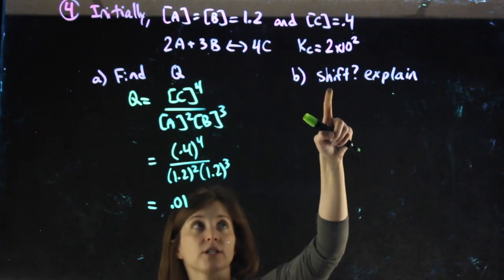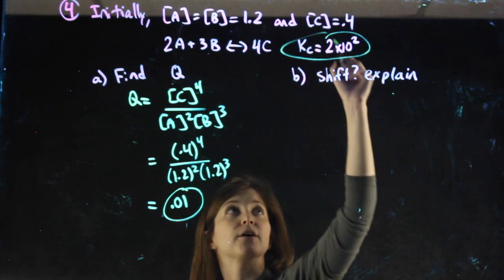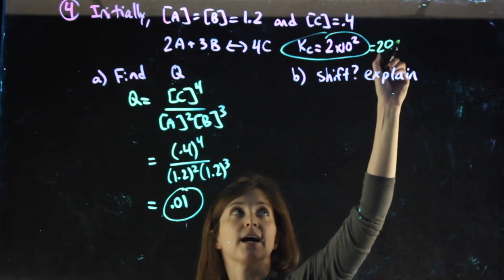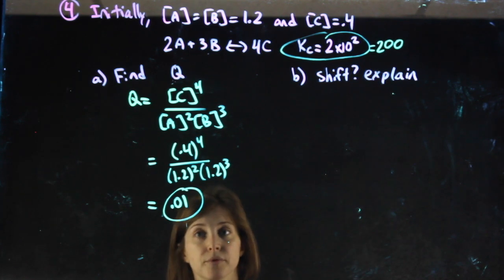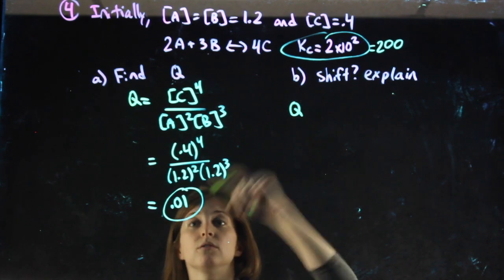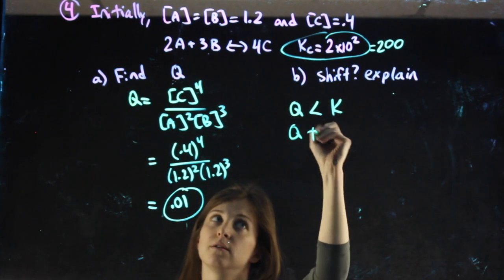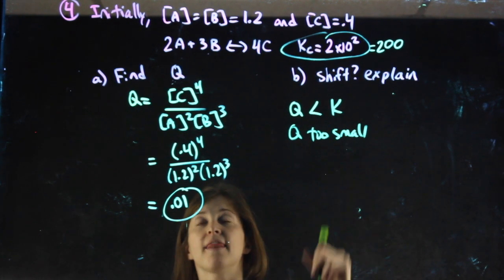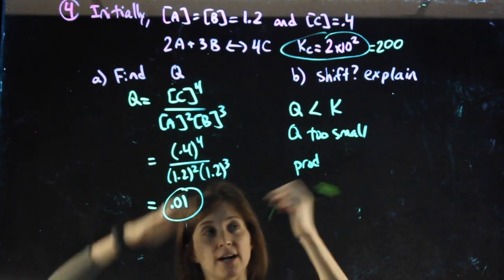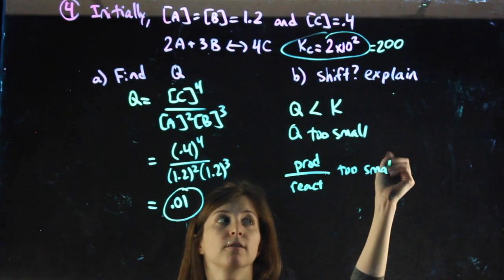Now, in order to say if it's going to shift left or right, I'm comparing this Q value to the given K value, which, by the way, if you don't have context for this number, you can have your calculator take it out of scientific notation for you. But I'm comparing 0.01 to 200. Q is less than K. Q is too small. That means my products over reactants, as a ratio, as a fraction, is too small.